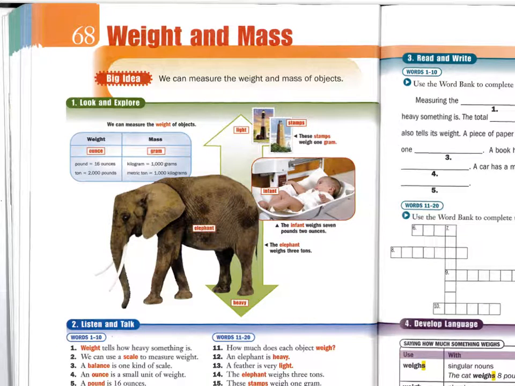Hello, we're looking at the Newcomers book, lesson 68, Weight and Mass. The big idea is we can measure the weight and mass of objects. Say that with me. We can measure the weight and mass of objects.